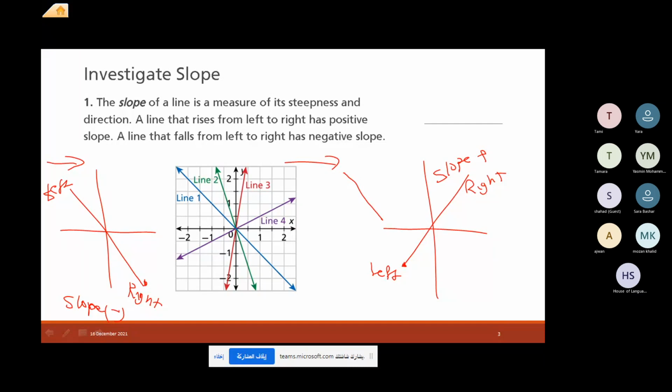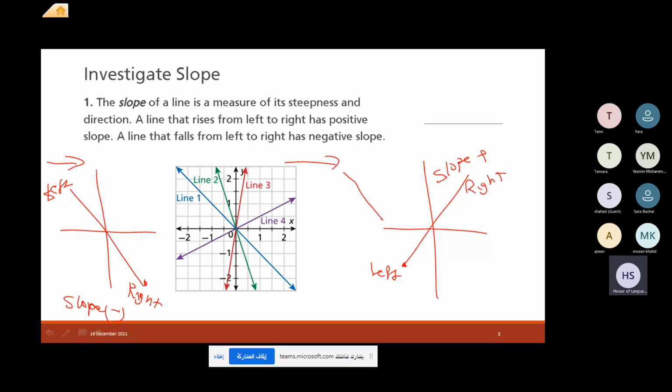We have 4 lines. Line 1, 2, 3, and 4. Now, who can tell me line 1, is it increase or decrease? Yes, Habiba. Decrease. So Habiba said line 1 decrease. Okay. Line 2. Yes, Layal. The green one. Okay. Bravo. It's negative because it's from the right to left.